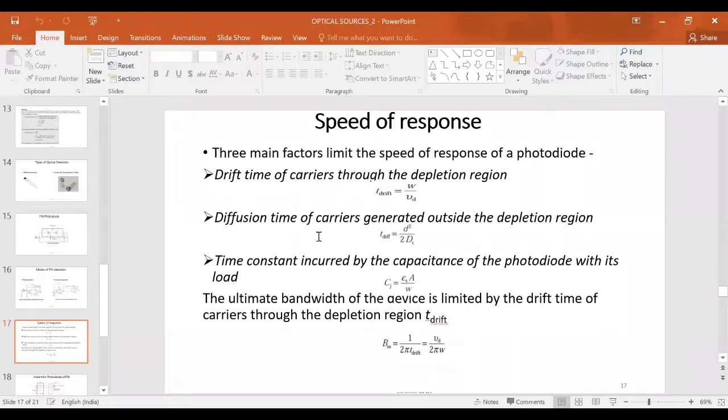Second is the diffusion time of carriers generated outside the depletion region. Carrier diffusion is a comparatively slow process, where the time taken for carriers to diffuse a distance, say d, can be represented with the help of this distance and the minority carrier diffusion coefficient, which is represented by capital DC.